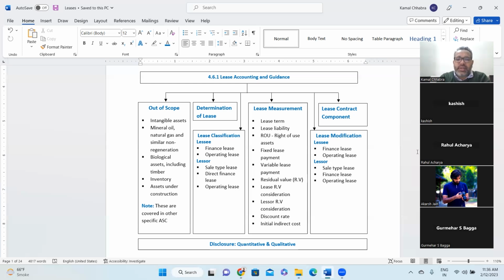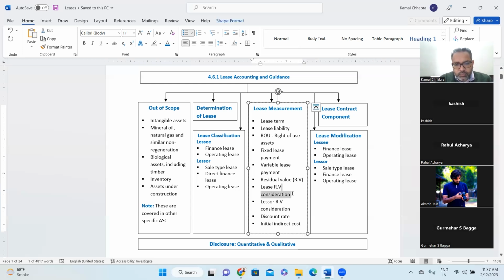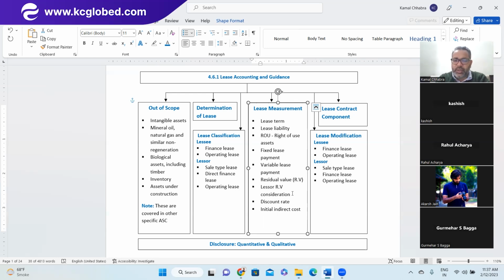Next concept will be understanding lease residual value consideration. And then next is discount rate. So discount rate, again, time value of money, right? We'll be doing a lot of present value calculation over here to calculate the right-of-use asset and lease liability. For that, all we need to do is present value. So for present value, we'll be considering the discount rate, right?